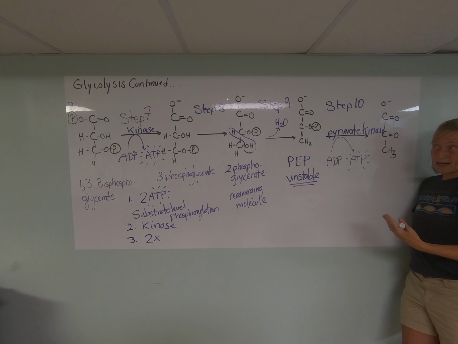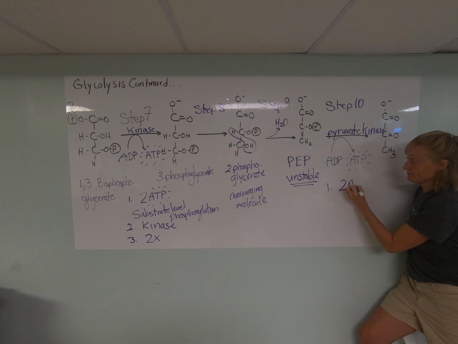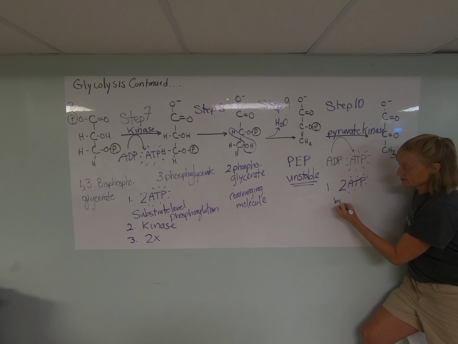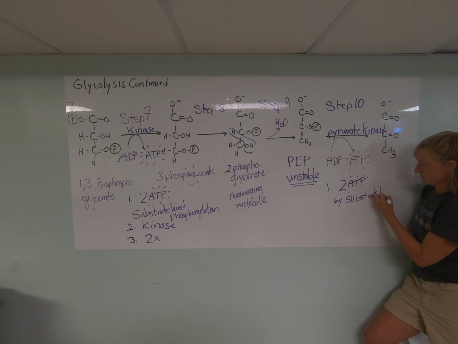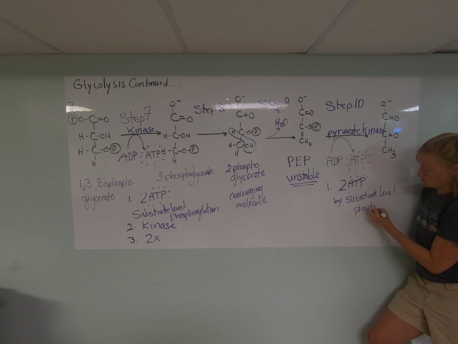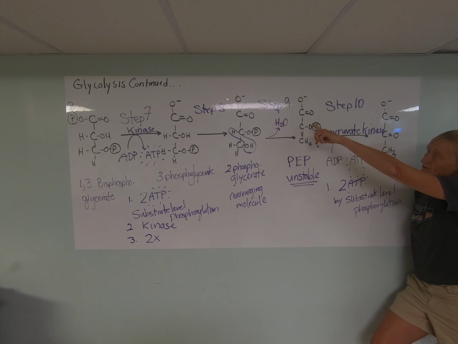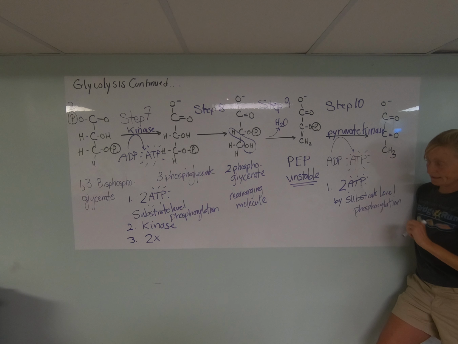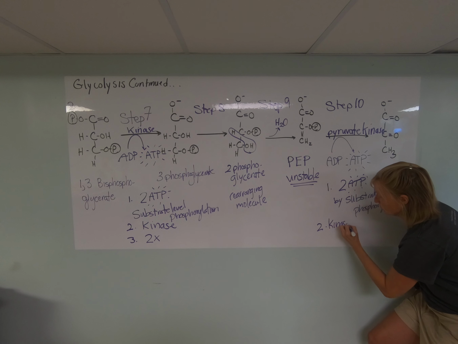The phosphate is transferred. What we've got here is the making of 2 molecules of ATP, because remember, this is all happening twice by substrate level phosphorylation. The transfer of a phosphate from one substrate to ATP. We are using a kinase enzyme. This time it's called pyruvate kinase.